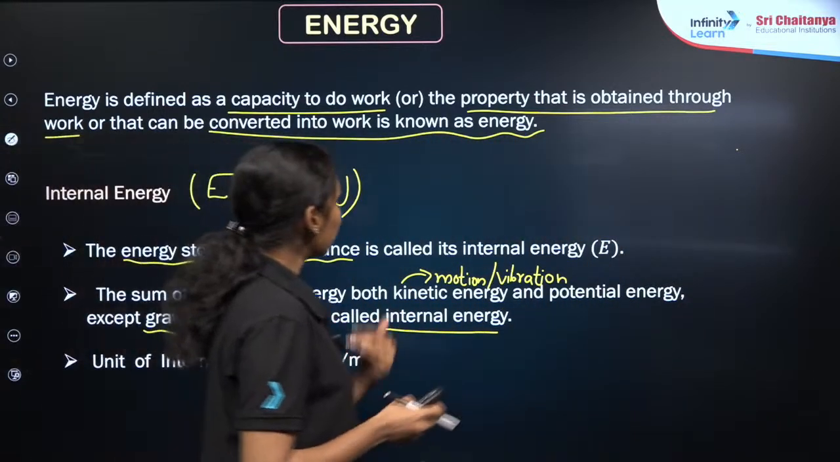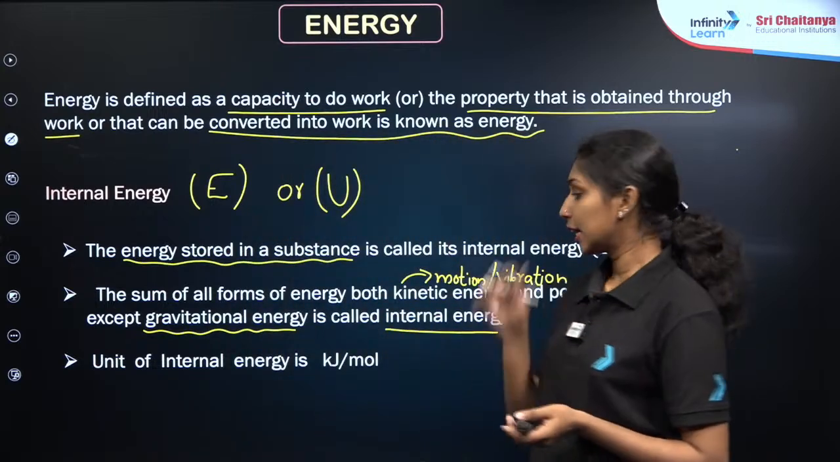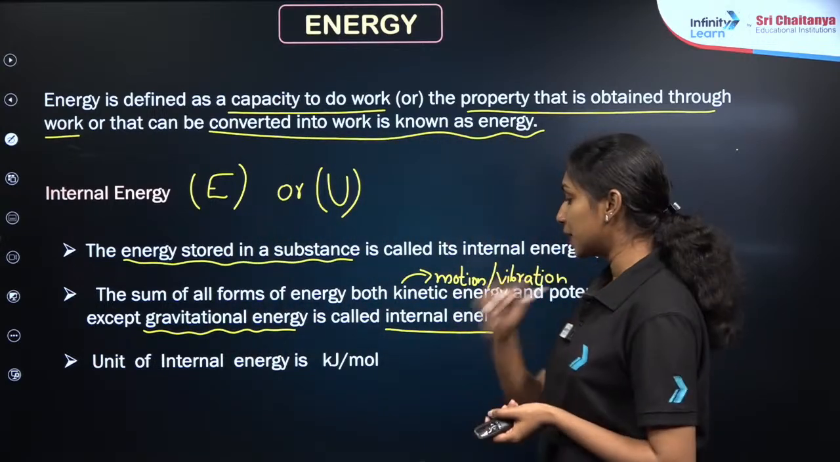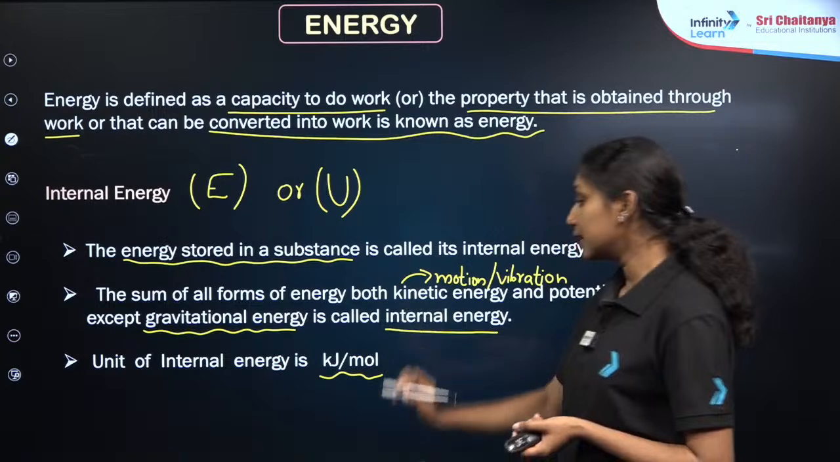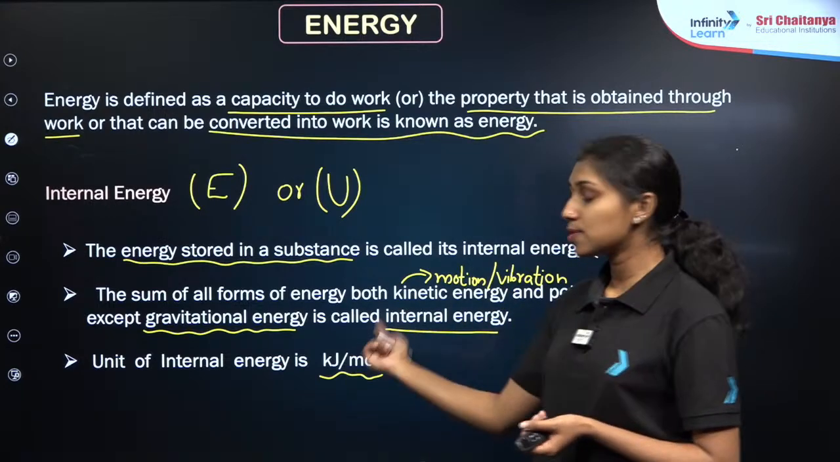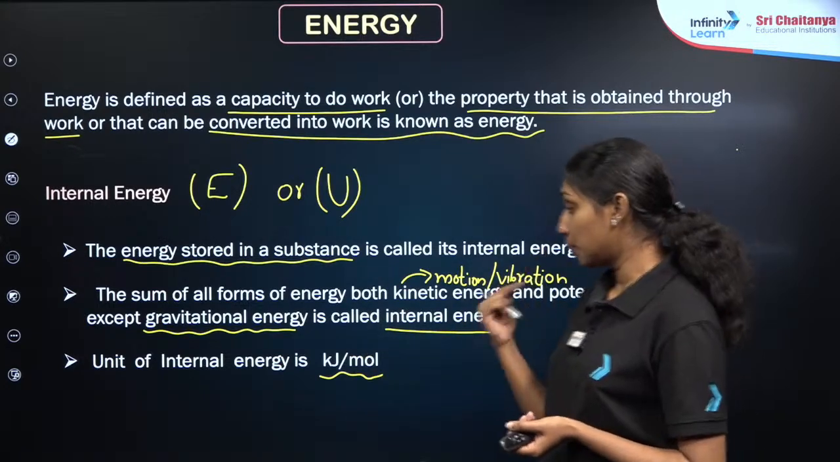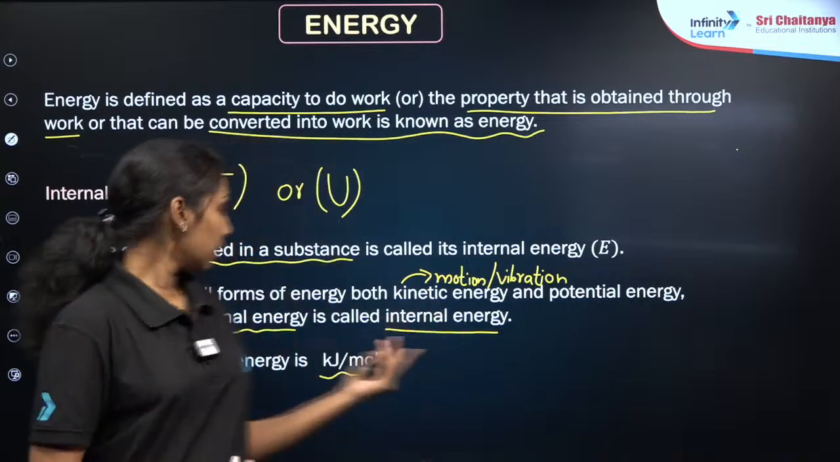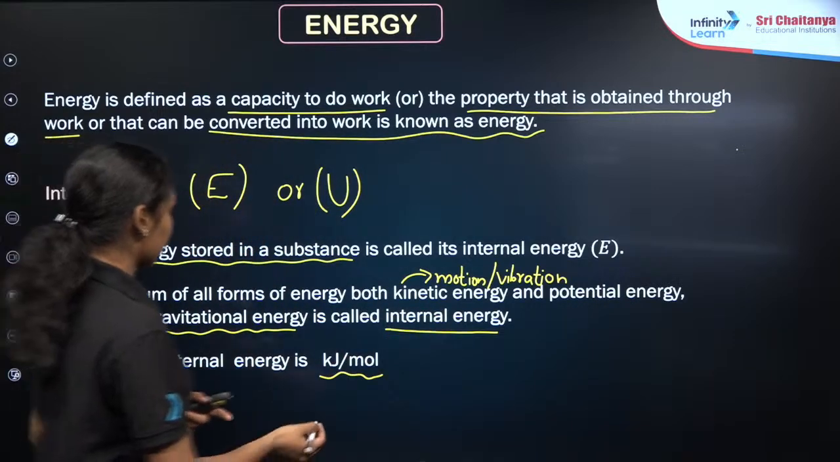Now, whenever we are doing any calculations, the unit of internal energy should be given in kilojoule per mole. Generally, kilojoule is the unit of energy, and per mole is included for internal energy. Clear?